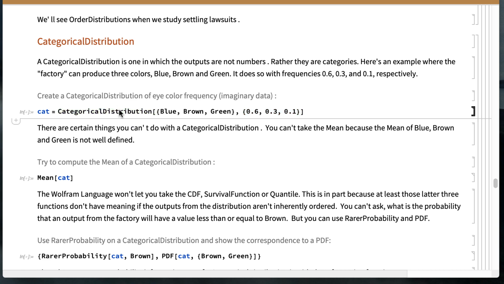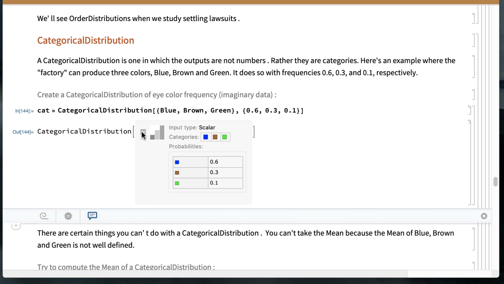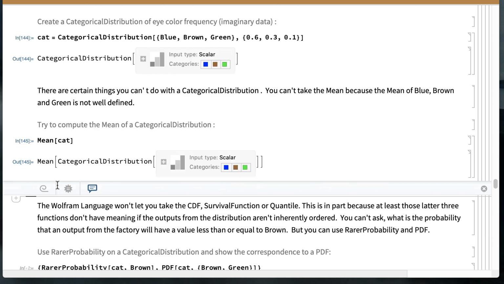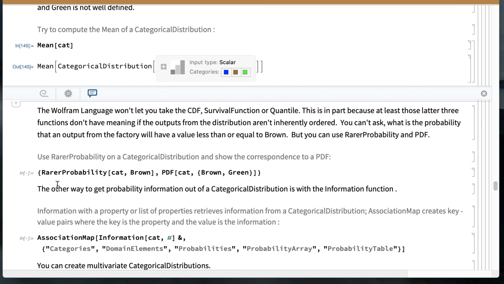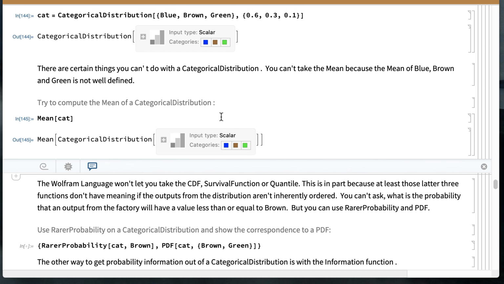So you'll notice there are certain things you can do with categorical distributions and certain things that you can't do. You can't compute a mean because how do I average blueness, brownness, and greenness? And I can't. And similarly, I can't take the CDF, survival function, or quantile of them because those require the outputs to be numerically ordered. The CDF means that you're saying that, hey, a certain percentage are less than or equal to this value. But what does it mean to be less than or equal to brown?